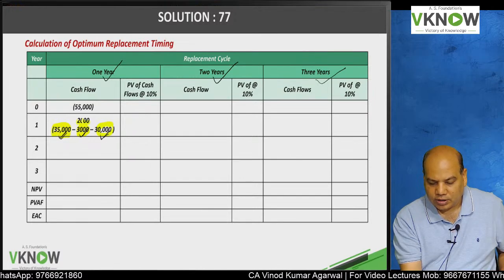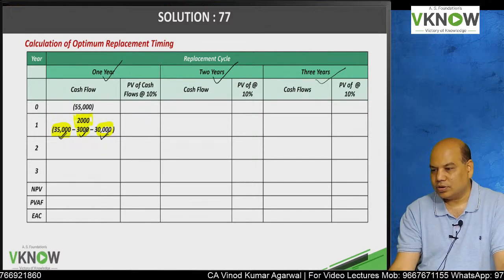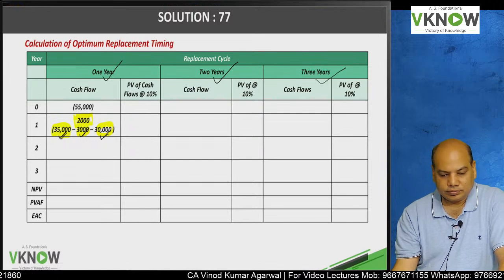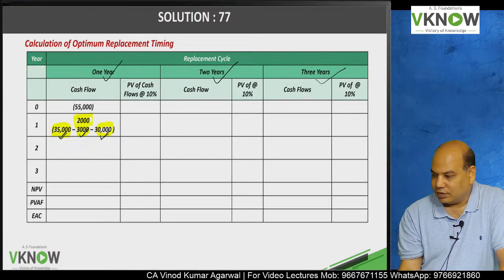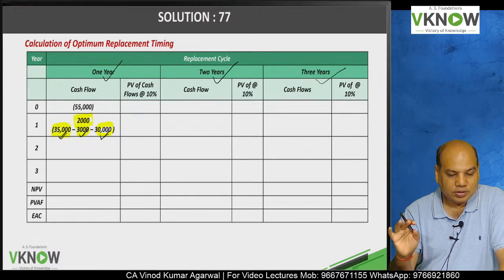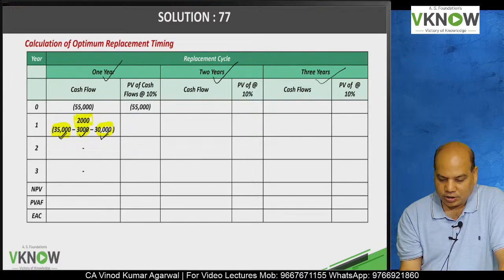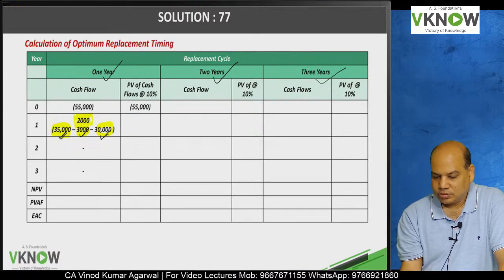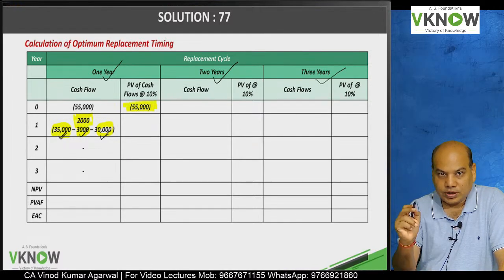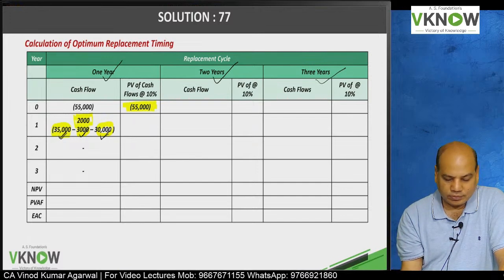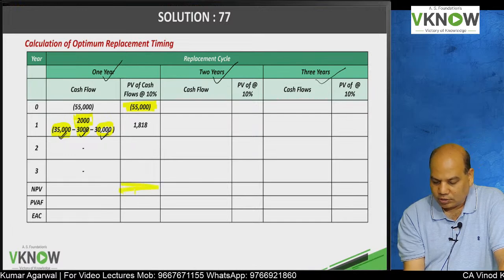So I will have a net cash inflow. Can you see the net cash inflow? 2,000. Do you agree that the 2,000 rupees salvage value is more than the expense? Second year, third year, nothing. Compute present value. 55,000. 2,000 divided by 1.10 is 1818. Please take the total and you will get NPV.